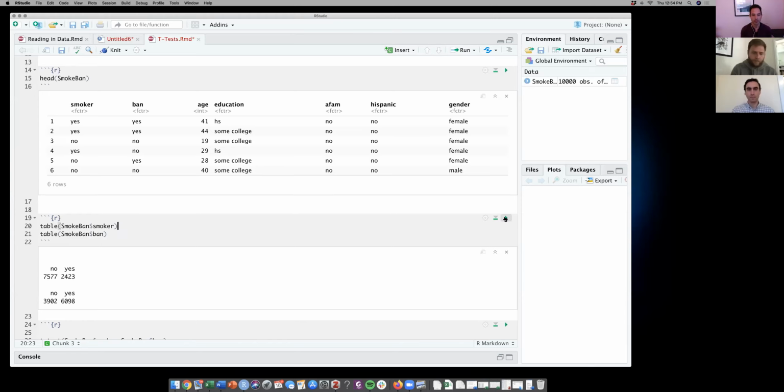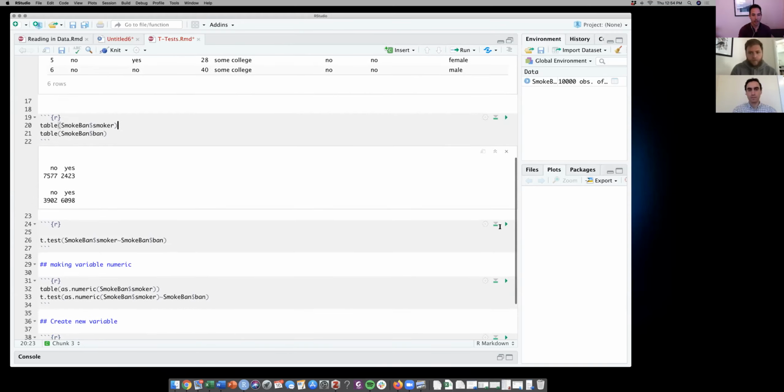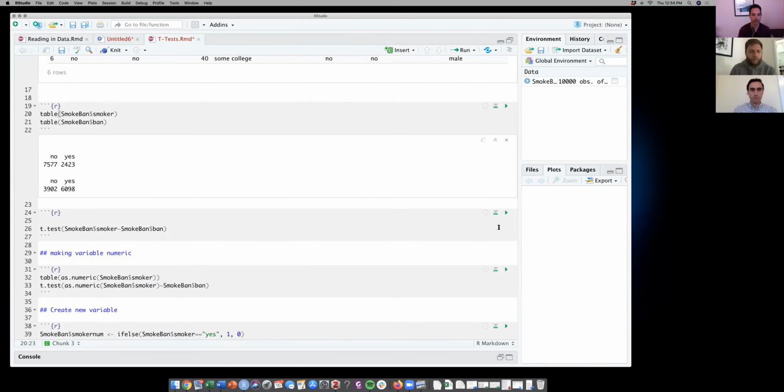The population here is all workers. Within the population, where we aren't able to collect data on everyone, we want to know whether workplace bans on smoking have an impact for them. One way to test that is by using a t-test. The setup of a t-test is fairly straightforward. The command is t.test, and then you enter the two variables of interest, in this case, smoker and ban.